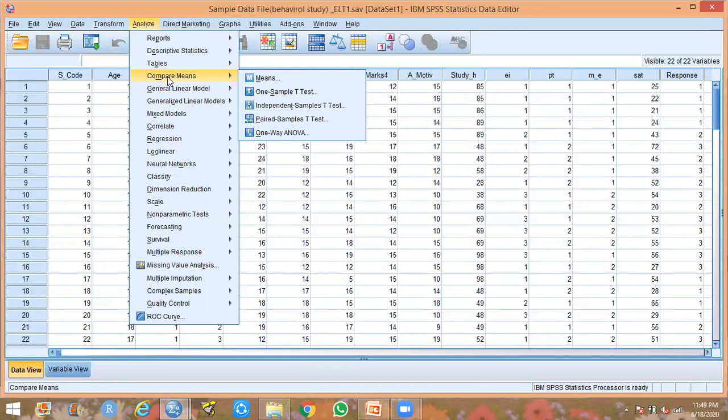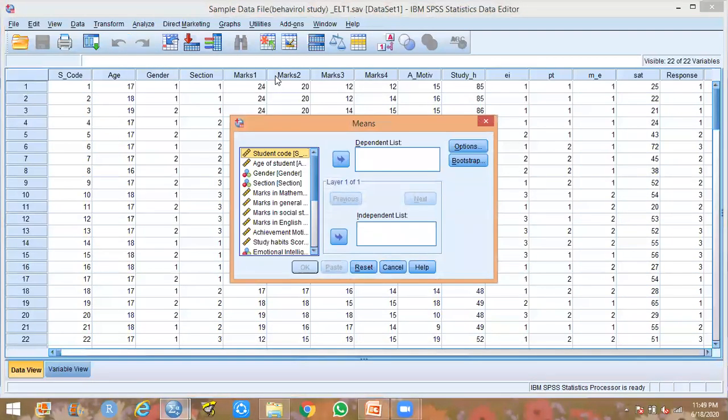What is that variable? That is percentage of marks, right? Now our interest is to test the mean. Then you go to this means test. Now you can see what the dependent list is.